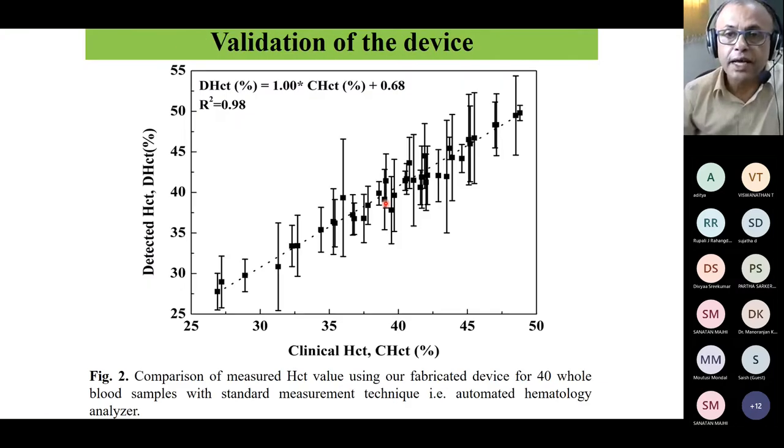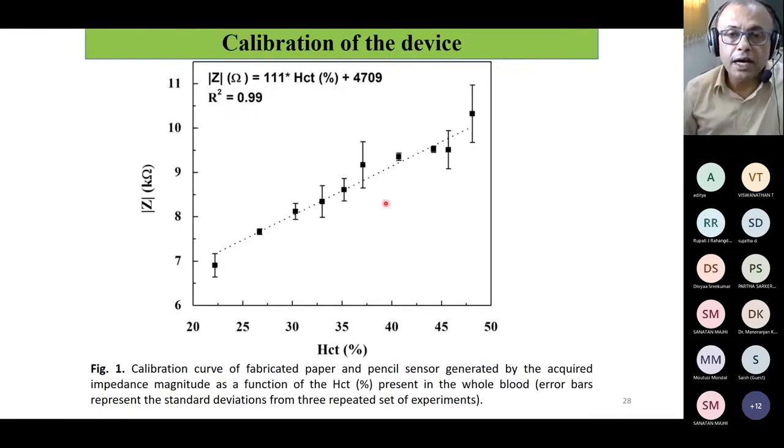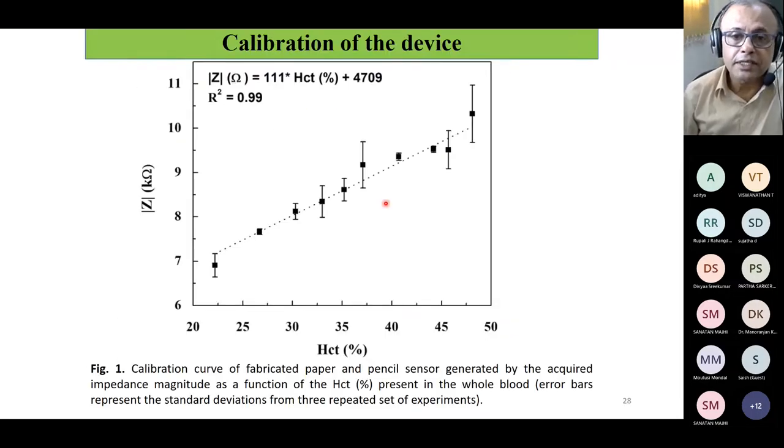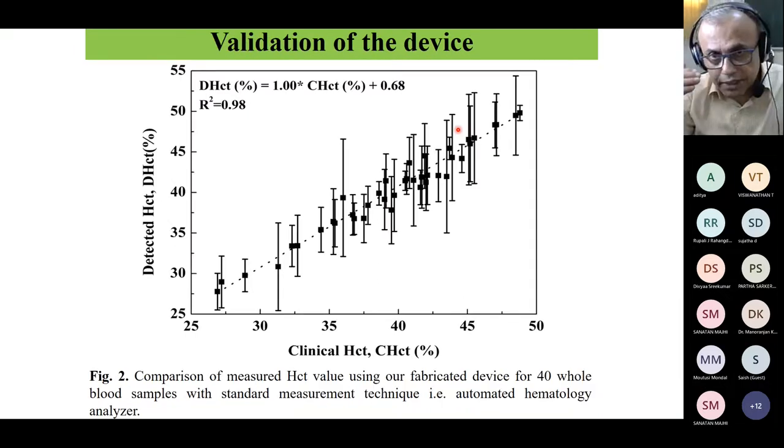In the previous diagrams I have shown how the calibration was done using the Agilent instrument. In the second case here, the calibration was done with a wide variation of hematocrit value. The impedance will vary from a few kilohertz to tens of kilohertz. And for this particular region of the hematocrit, the output is quite linear also, which we want. It should be linear, should not be non-linear. And in the second case, with that calibration chart, we have validated our device.